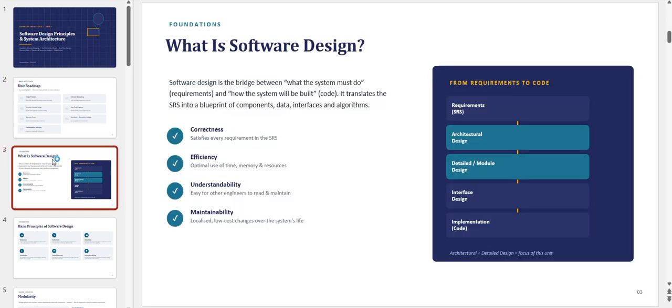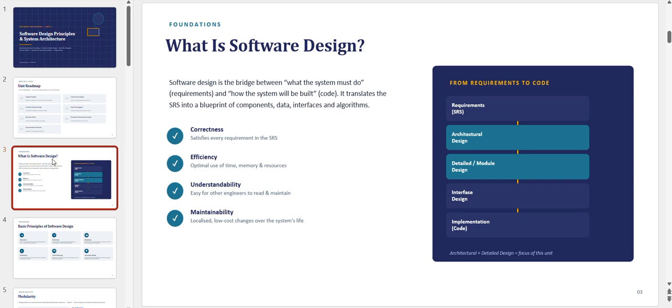So we will start with what is software design. Software design is the bridge between what the system must do, the requirements, and how the system will be built, the code. It translates the SRS into a blueprint of components, data, interfaces and algorithms. In this we will see correctness, efficiency, understandability and maintainability.